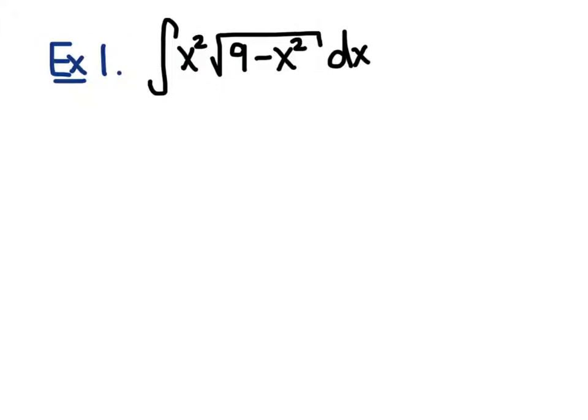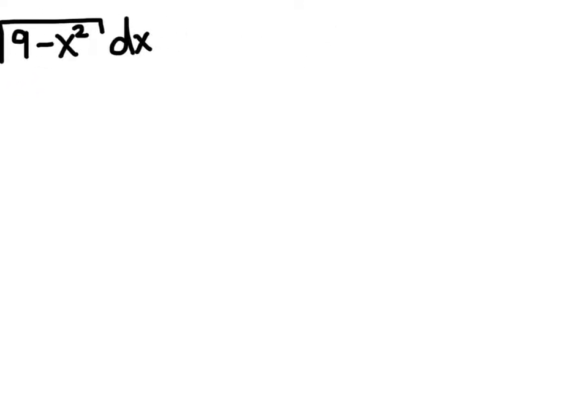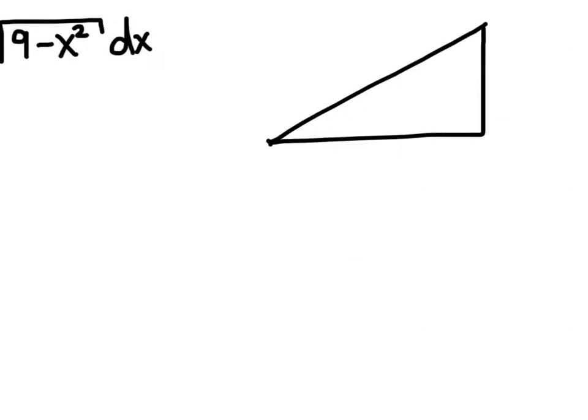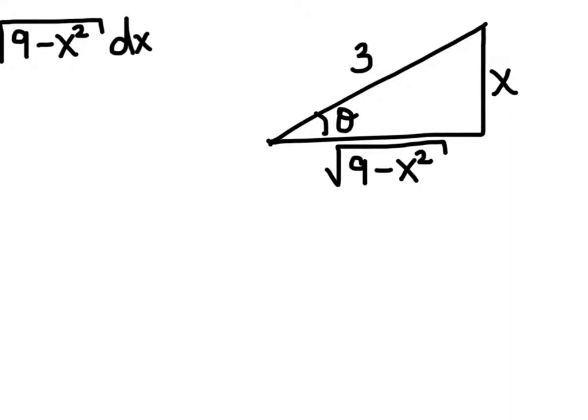Okay, so what we're going to do is first set up our triangle, so I'll do that on the side over here. With the sine substitution, we're always going to put the square root as the base of our triangle, which leaves the hypotenuse to be 3 and the height of the triangle to be x. And this is our theta in here. Now from this triangle we see that sine of theta is x over 3. So that leaves x to be 3 sine theta.